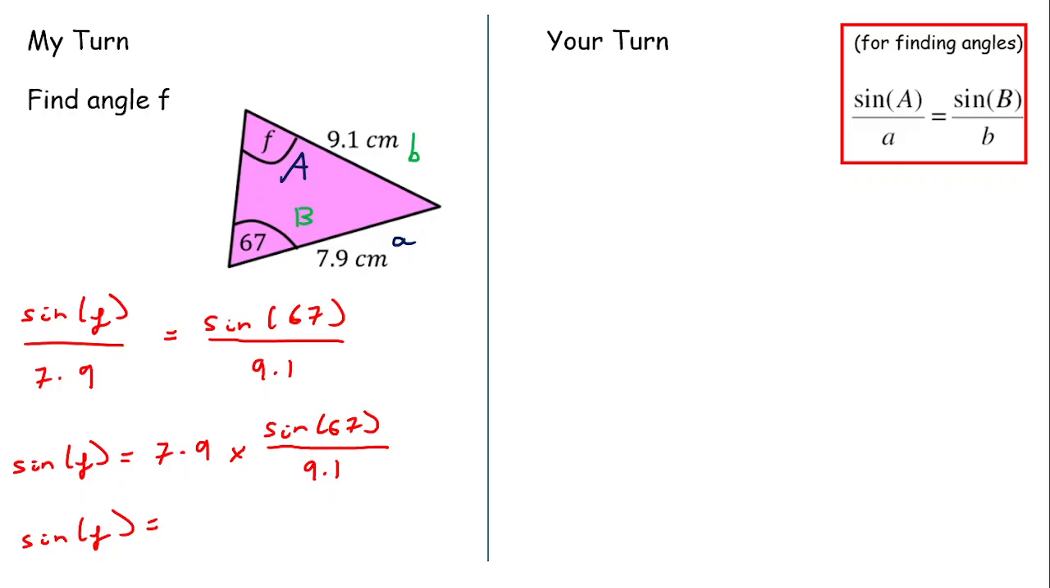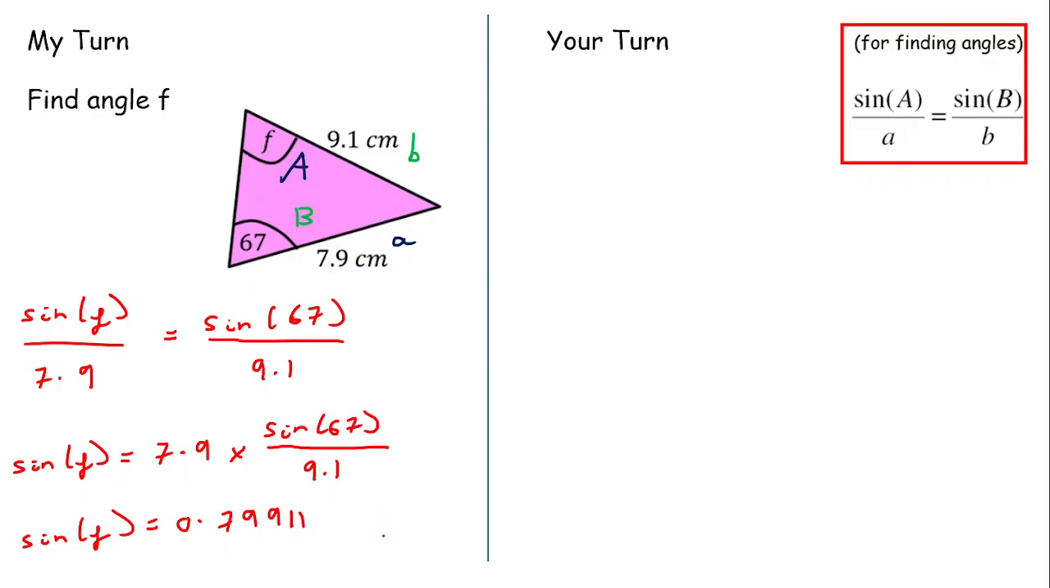And if you've got a good calculator, this shouldn't be an issue. So let's put it in over 9.1, and that is equal to 0.79911, so on and so forth. And then, to find F, you've got to take the inverse of sine of this side.